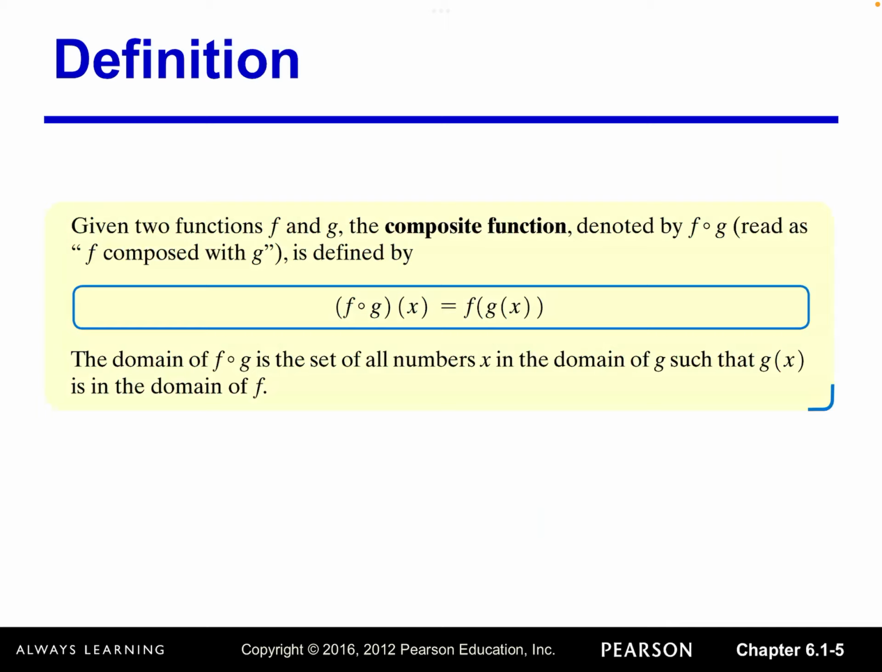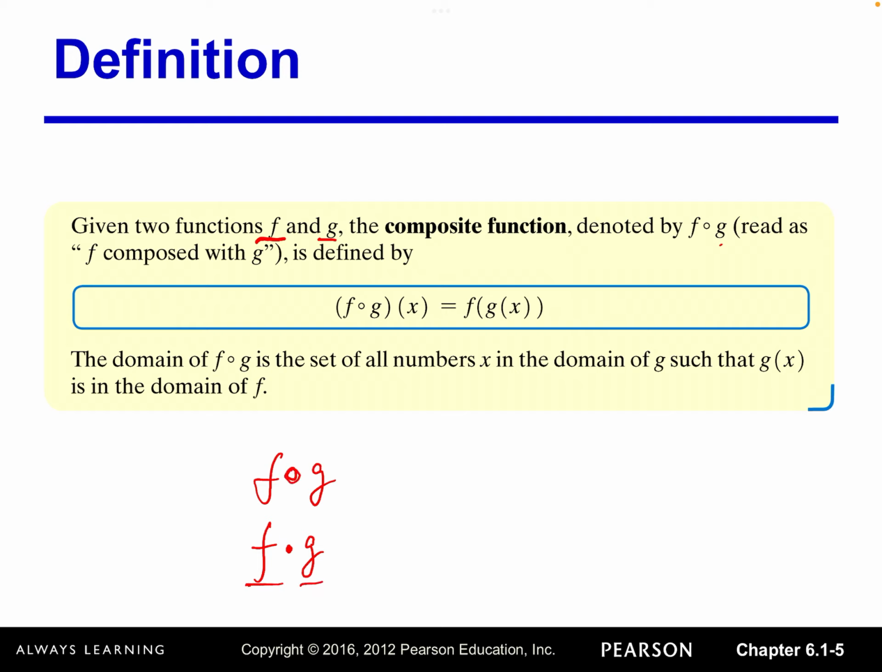Given two functions, f and g, just in general, we denote one function as f and the other function as g. The composite function is denoted by f composed with g. We use this open circle to represent composed. So be careful here. This is different from the function f times g. If it's a closed circle, that represents multiplication of the two functions.